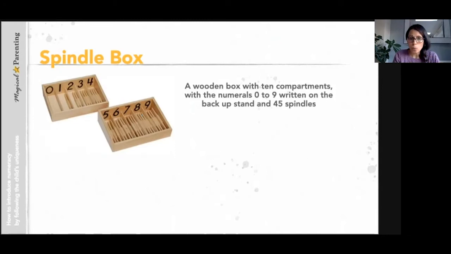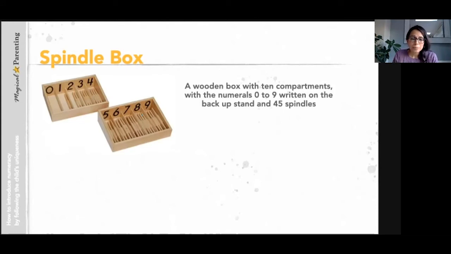a wooden box with 10 compartments, as you can see here, and has the numbers from 0 to 9 written, so they can see the sequence. They don't have to sequence anything. The sequence is there for them. And there are 45 spindles. Spindles are these wooden sticks.